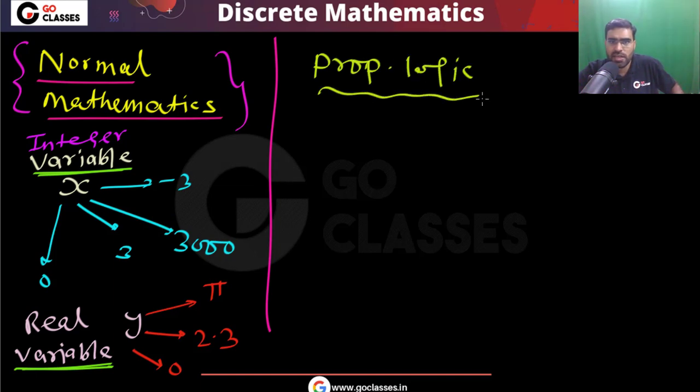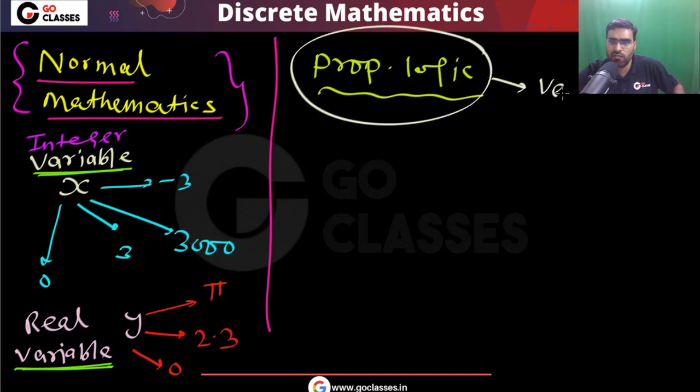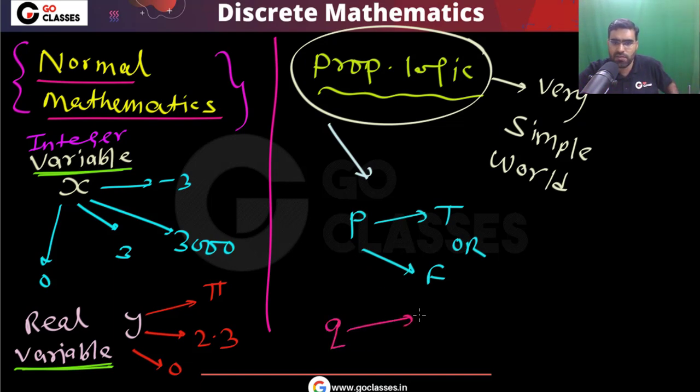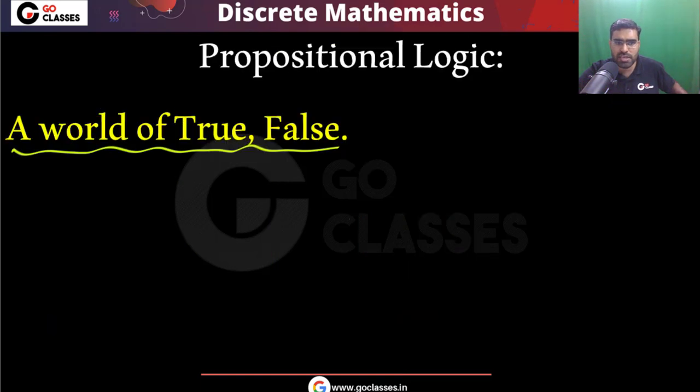remember, this is a very simple world. In this world of propositional logic, what happens? Every variable can be either true or false. That's it. Either it will be true or it will be false. Whatever variable you take, every variable will be either true or false. So this is a very simple type of world. This is a world of true, false, as I told you. So if anyone asks you what is propositional logic, then you can say that this is a world of true, false.